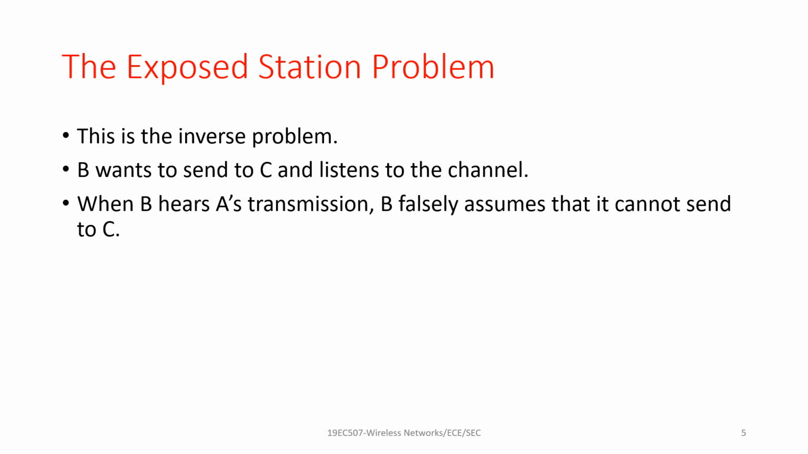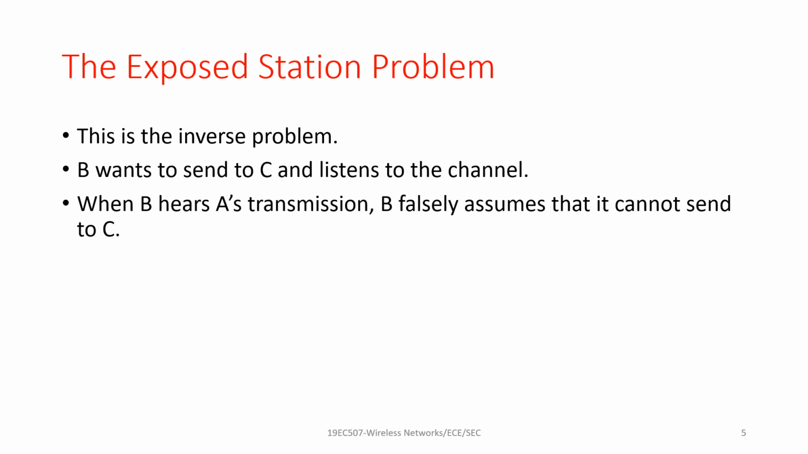The next issue is the exposed station problem. This is the vice versa problem. In the same scenario with three nodes A, B, C, suppose B wants to send data to C and starts listening to the channel. When B hears A's transmission, B falsely assumes that it cannot send to C. Such an issue is known as the exposed station problem.